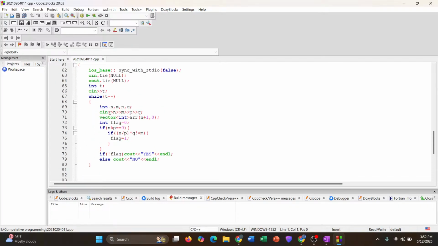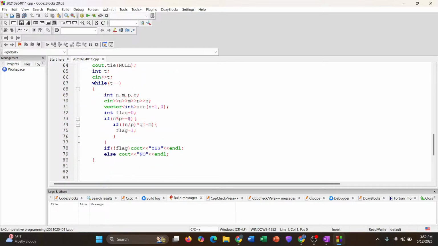Yes, as I said before, we can divide it into two cases. This is the first case, where n percentage of p equals 0. If n divided by p times q is not equal to m, then the answer does not exist. So the flag will be equal to 1. If the flag is 1, then the answer does not exist.